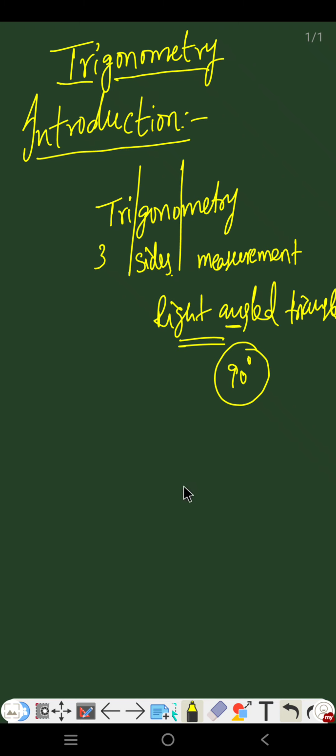See, for example, this is the Earth. AB is the base, that means the Earth. If we stand here, assume AC is the height of the person. The height of the person always makes 90 degrees with the base, that means it is always vertical to the base. Not only a person, an electric pole or any tree or any building is always exactly vertical to the base. That means it always makes 90 degrees.